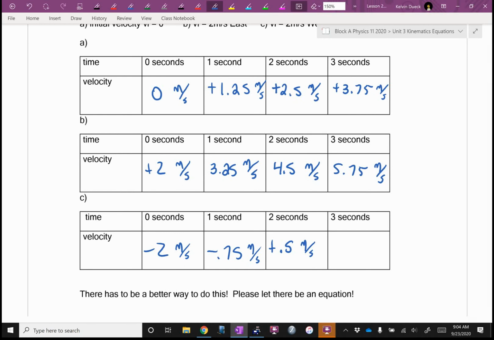After 3 seconds. And again, what if I wanted to figure out how fast I'm traveling after 500 seconds? I wrote here, there has to be a better way to do this. Please let there be an equation. And there is.